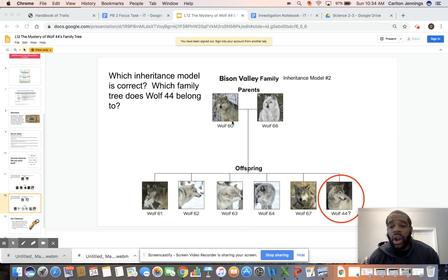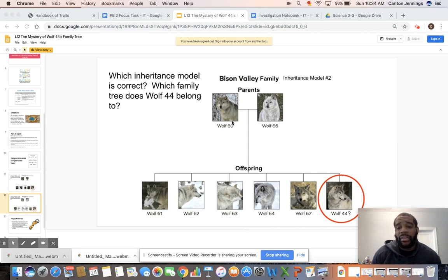So from our reasoning, we know that Wolf 44 must be a part of this Bison Valley family inheritance model. We know this because the other wolves in the Elk Mountain family pack that Wolf 44 lives with have a different colored fur. So we came to the conclusion that Wolf 44 might have been lost. We have to figure out more, but he might have been lost.